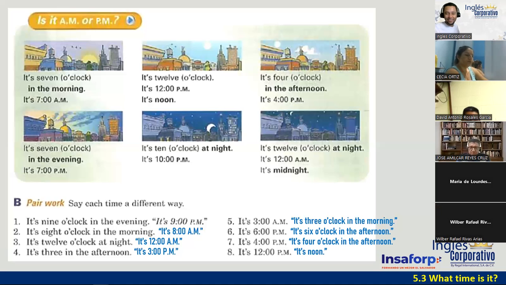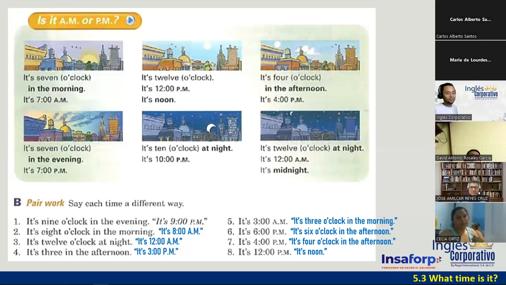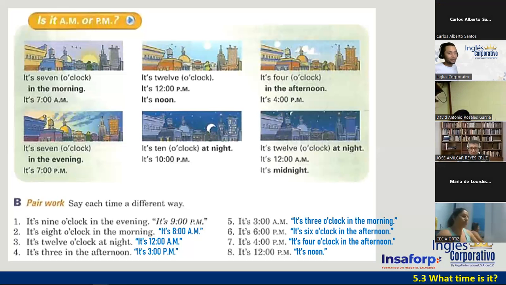Ok, sin elaborar demasiado. All right. Very nice. Ahí ya tenemos una mejor idea de cómo decir la hora. Les pregunto ahora, what time is it? ¿Qué hora es? ¿Quién me dice? ¿Qué hora es ahoritita? What time is it? Carlos Alberto. It's 7:50.